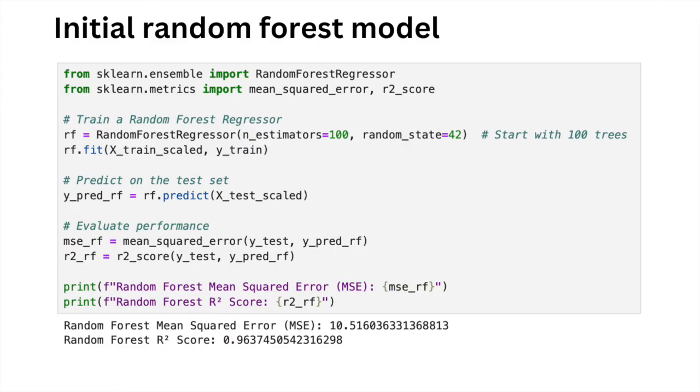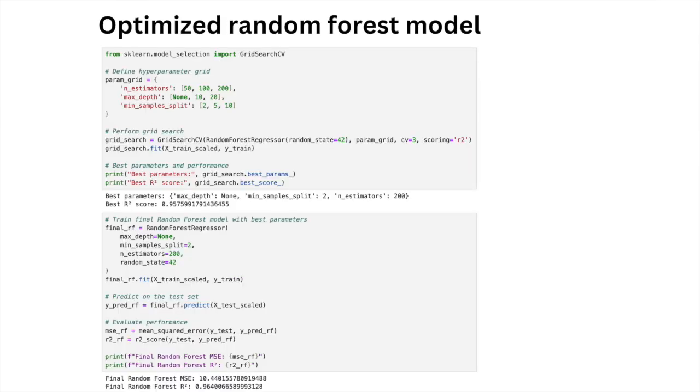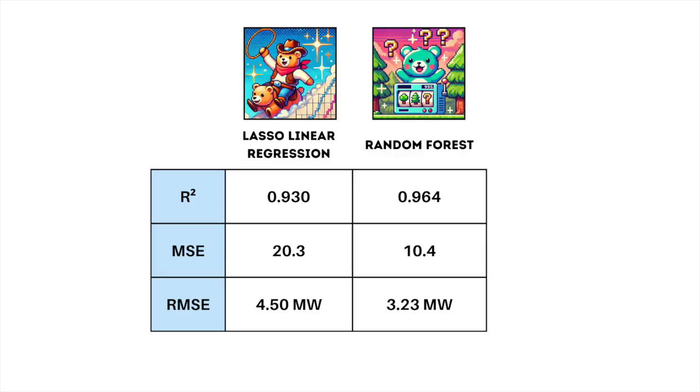But why not try to do even better? Because there could be some nonlinear relationships my first model didn't account for, I decided to create a random forest model. I used grid search CV to optimize the parameters like max depth and minimum samples split. The trained model had an R-squared of 0.96, which was higher than the lasso model, and a mean squared error of 10.4, also an improvement.